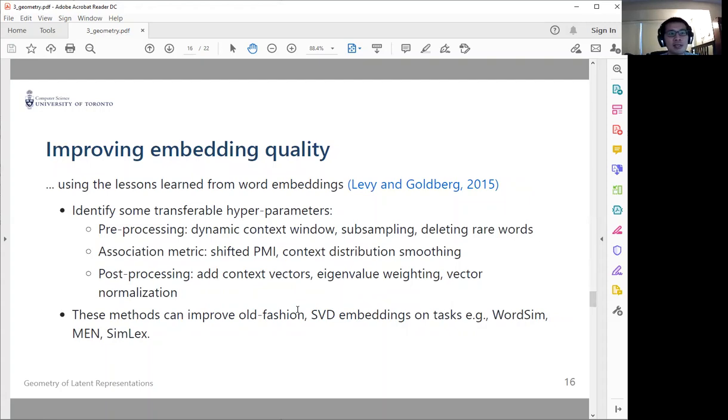So these methods can improve the old-fashioned SVD, or singular value decomposition, embeddings on tasks, for example, WordSim and SimLex. So the improvements of the word embeddings in 2014, 2015 might be partially a result of the hyperparameters, like the tricks they use in the preprocessing and post-processing, and the metric they choose to use.